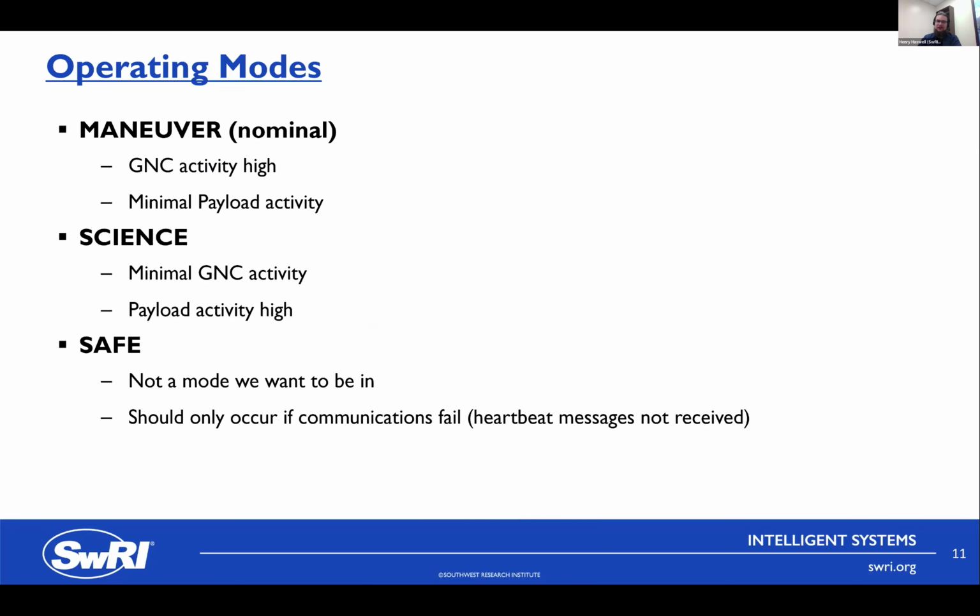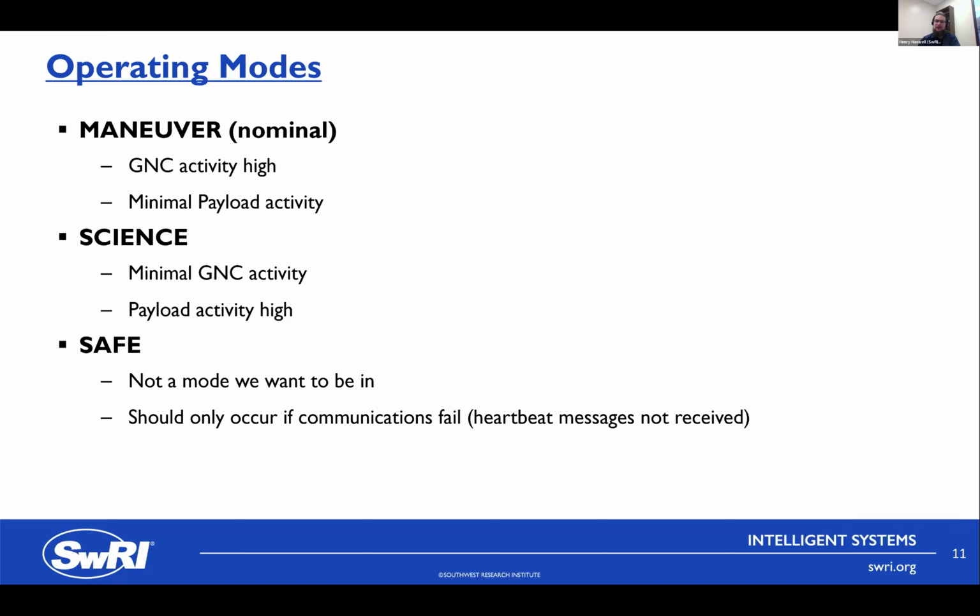And all of this together, we have three main operating modes that we were testing in our configuration. So we have maneuver, which is the nominal operating mode, has high level of GNC activity and minimal payload activity. So this is the satellite maneuvering itself to get in position to do its science operations. Then we have the science operating mode. We have minimal GNC activity here and high payload activity. And this is collecting sensor data or other types of collecting of data, operating on the data.